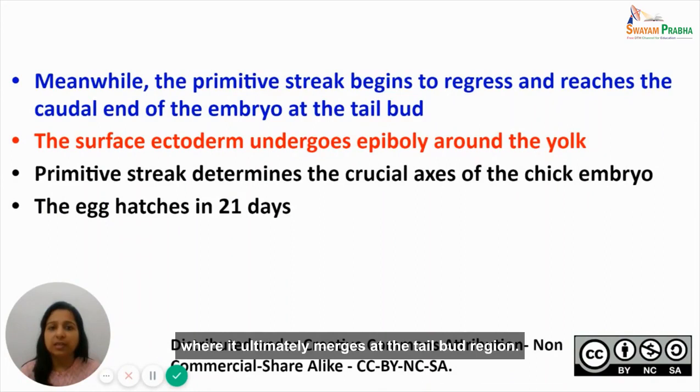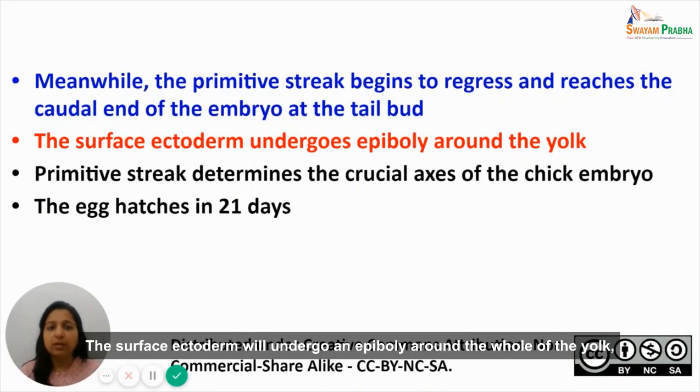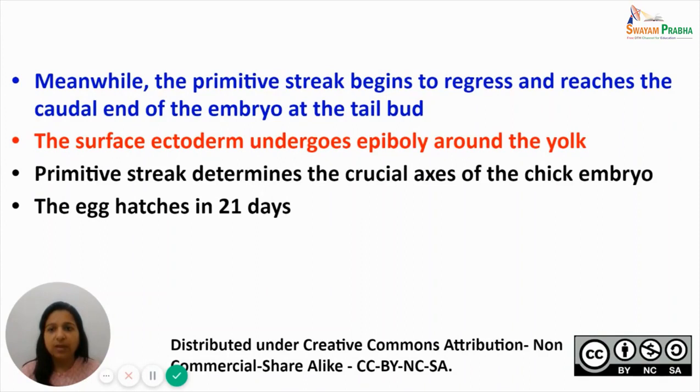The surface ectoderm will undergo epiboly around the whole of the yolk so as to surround the complete embryo. The primitive streak determines the crucial axes of the chicken embryo: the anterior-posterior axis, the dorsoventral axis, as well as the left-right axis. It has a huge significance in chick embryogenesis, and the chick egg hatches in 21 days.